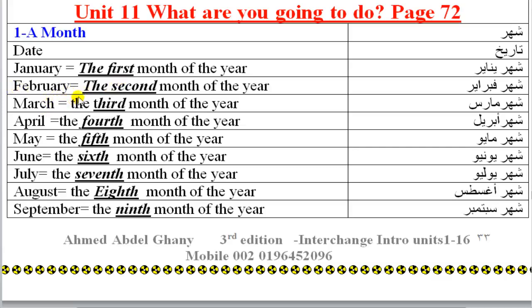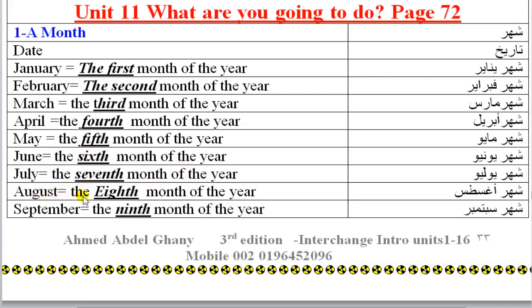March, the third month of the year. April, the fourth month of the year. April 4th. May, the fifth month of the year. Fifth. June, the sixth month of the year. July, the seventh month of the year.